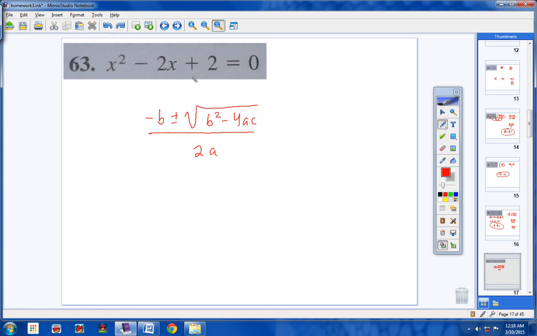Now, this is your a, 1 is your a, negative 2 is your b, and positive 2 is your c. Remember, never use the quadratic formula, students, unless the right side's equal to 0, which it is. So, b is a negative 2, so negative negative 2. So I have a positive 2. Do you see that okay? There's a negative sign here, and I'm putting a negative 2 in. So negative negative 2 is positive 2.